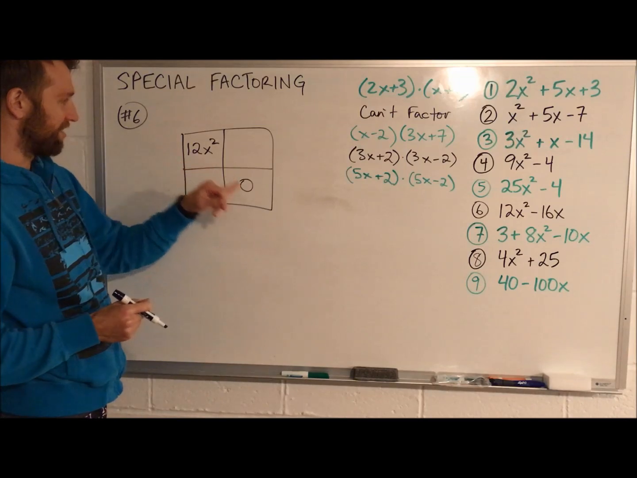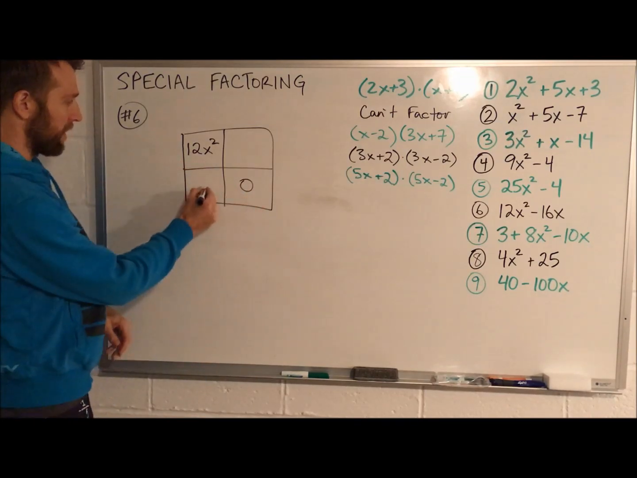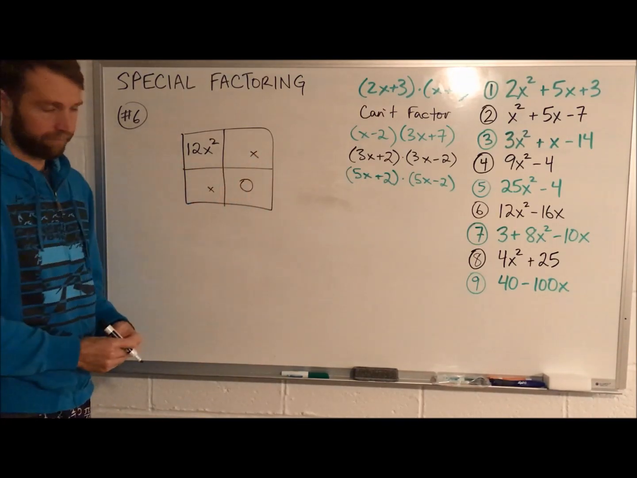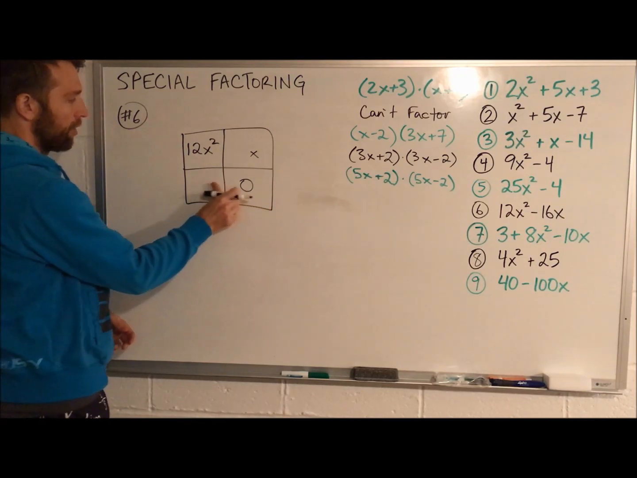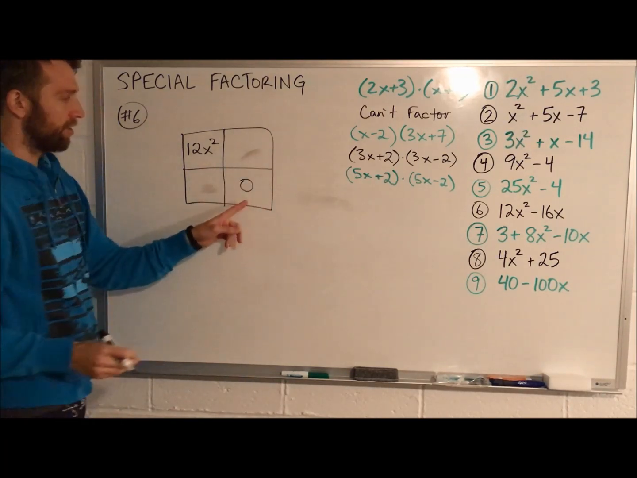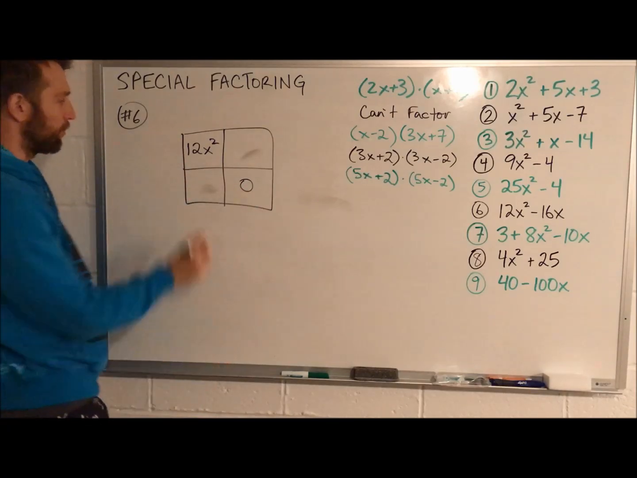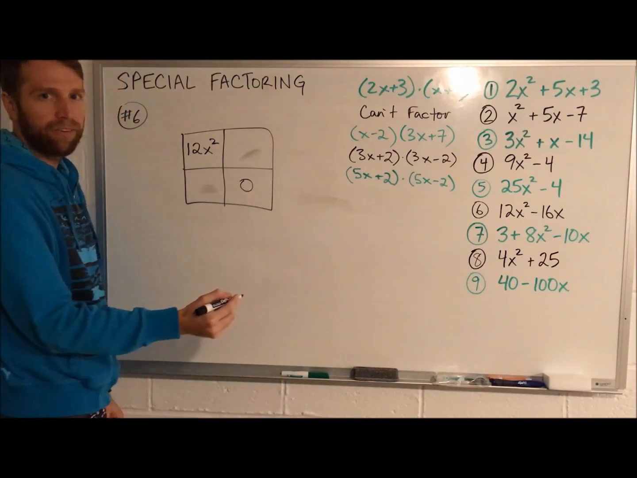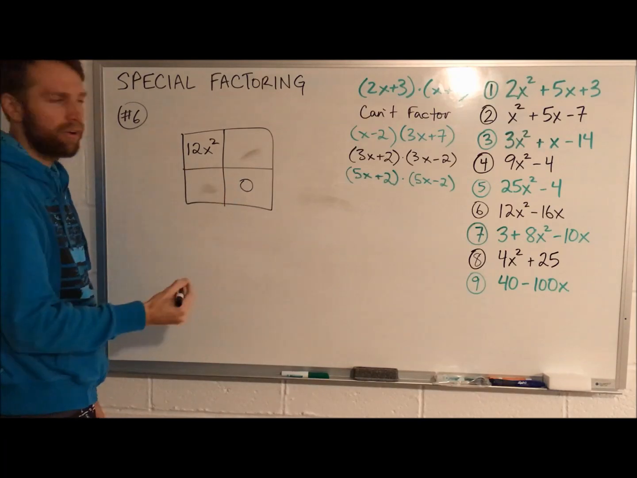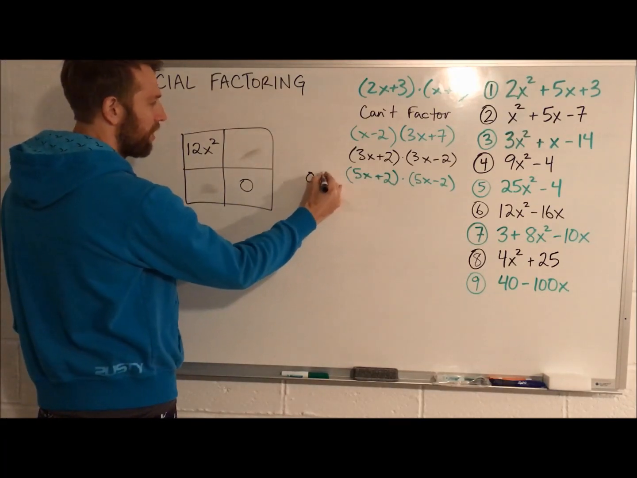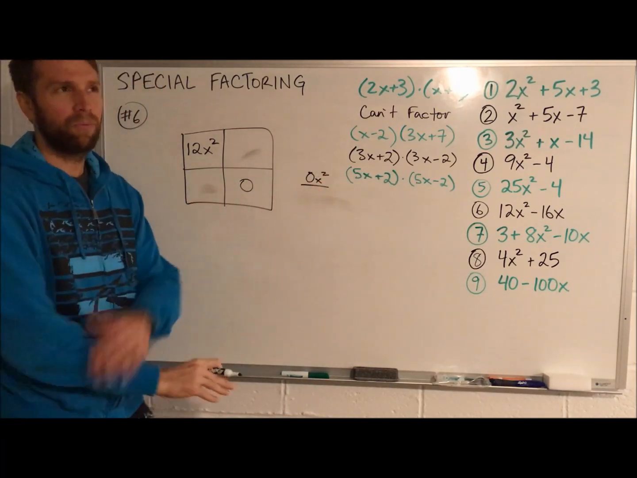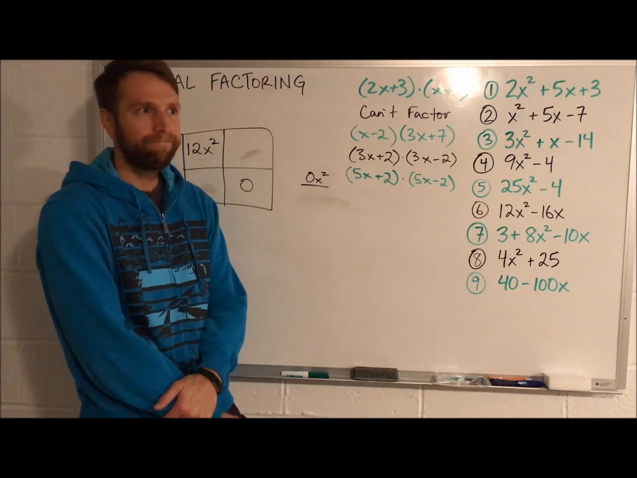We got our x squareds, and then the number goes over here. Remember, the x has got to go over here. There is no whole number just on its own. There's no number without an x, so we're going to put a 0. We multiply the diagonal, we get 0x squared. 12 times 0 is 0. We're trying to factor 0x squared. What are some ways to factor 0?